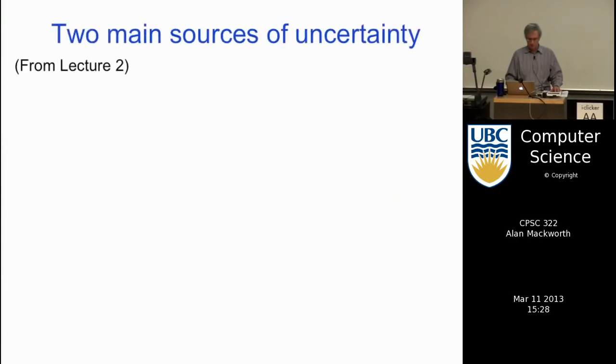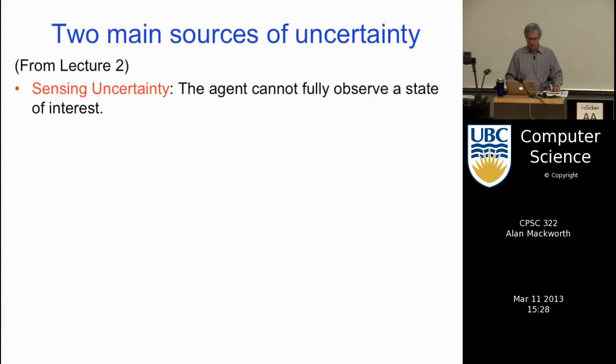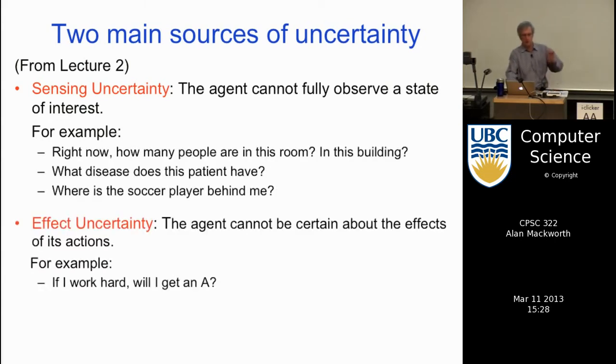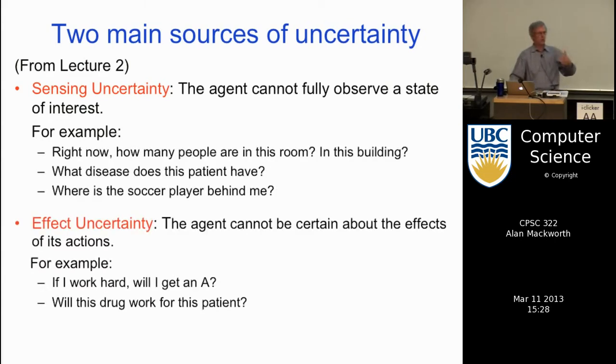So, where does uncertainty come from in our world? Well, we already talked about this. There are two kinds of uncertainty for an agent. You don't know what's true in the world because you're not sure what you're seeing. Your senses are uncertain. You may not be able to fully observe the world, or the sensors themselves may be faulty, unreliable, or noisy.